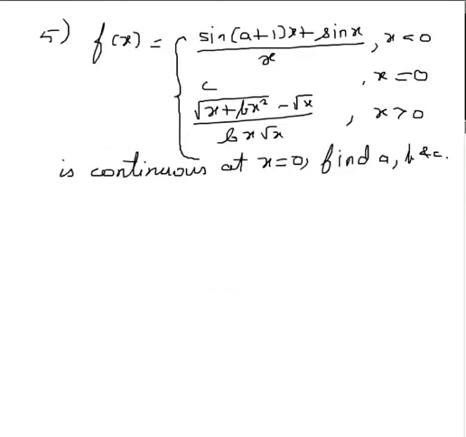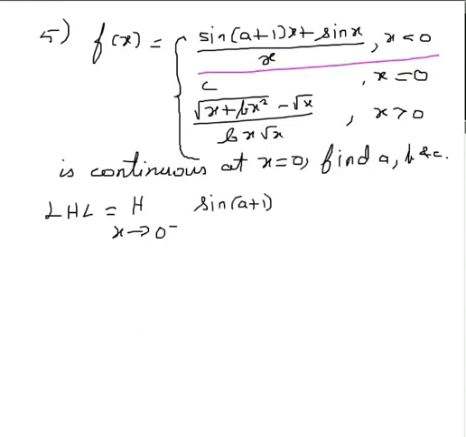Next question. f of x is defined like this. It is given that it is a continuous function at x equal to 0. We have to find A, B and C values. Since we have less than and greater than, two different functions, we will do LHL and RHL. Limit as x tends to 0 minus. For 0 minus, we use the less than 0 definition, which is sine of (a plus 1) times x plus sine x, divided by x.